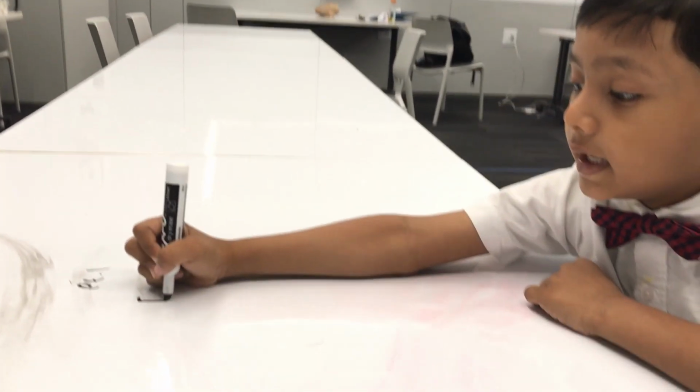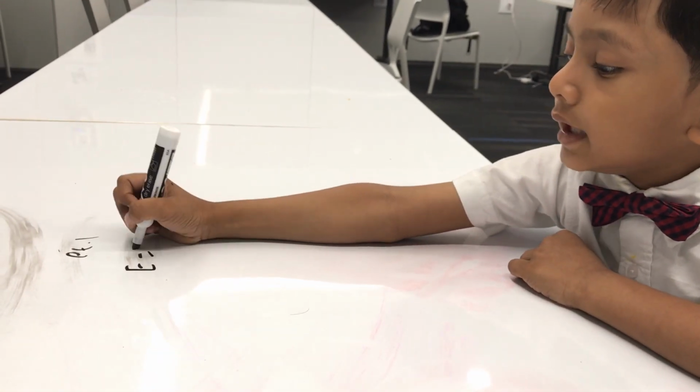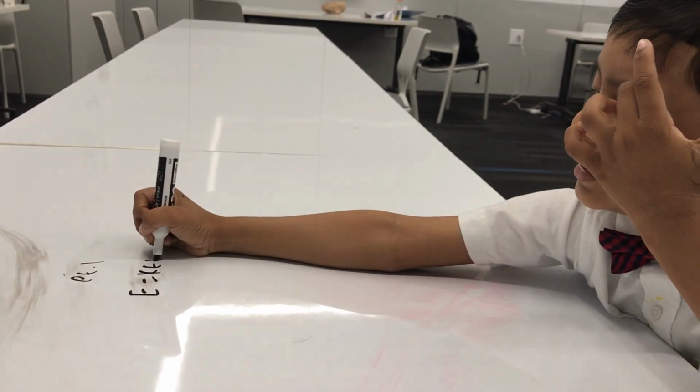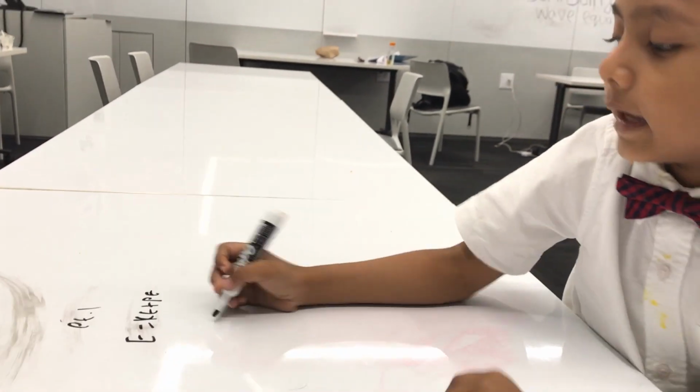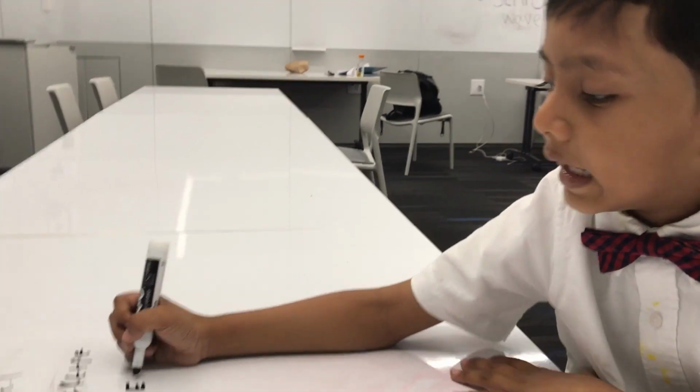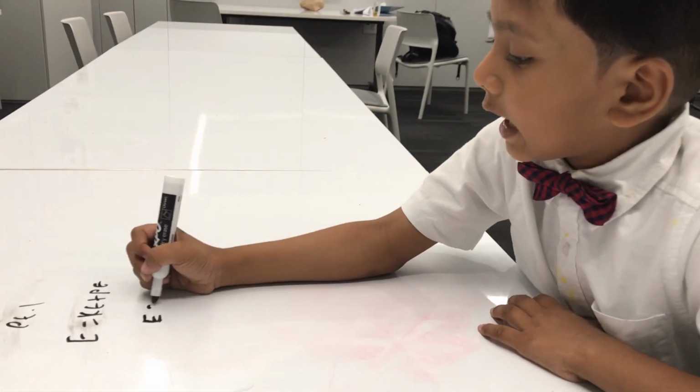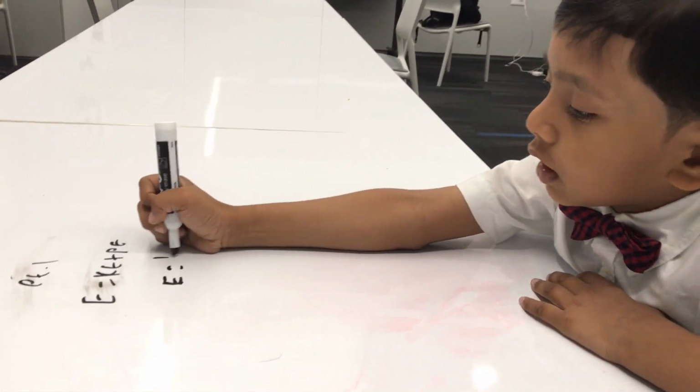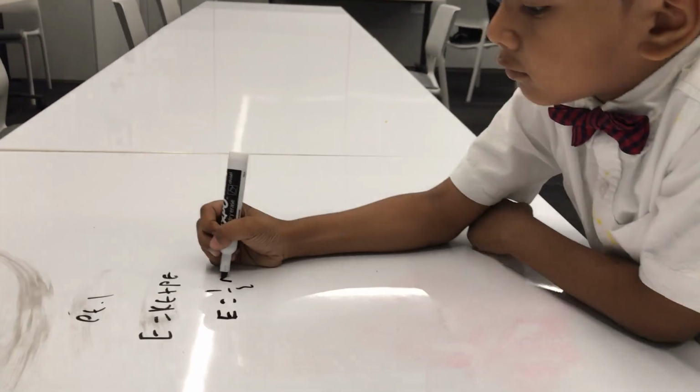So, energy is kinetic energy plus potential energy. Kinetic energy equation, as you know, is equal to half mv squared.